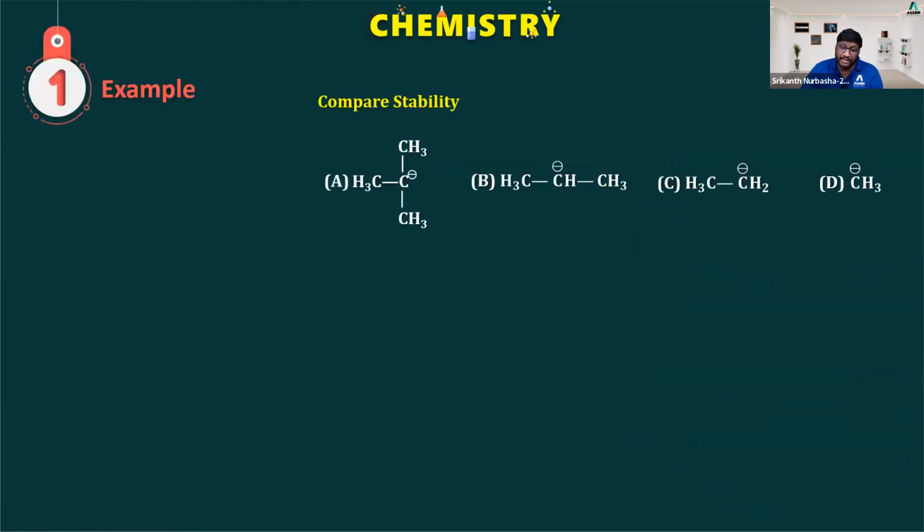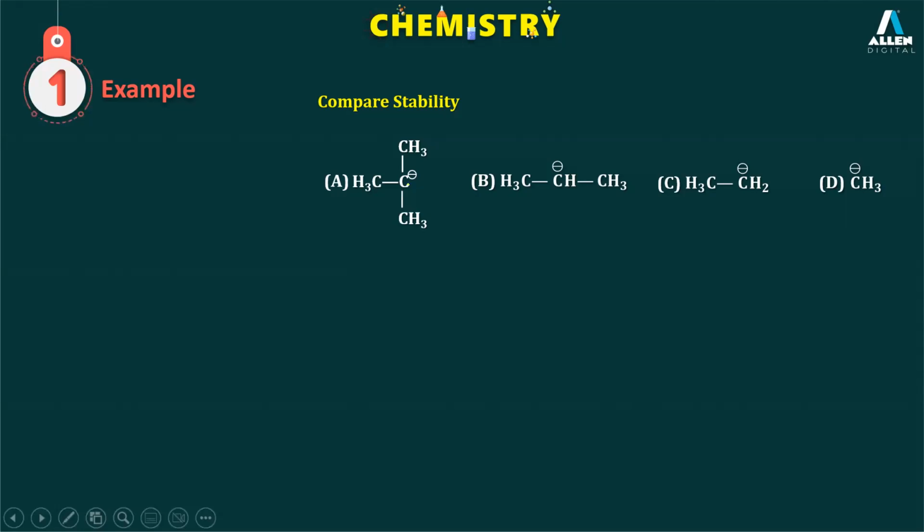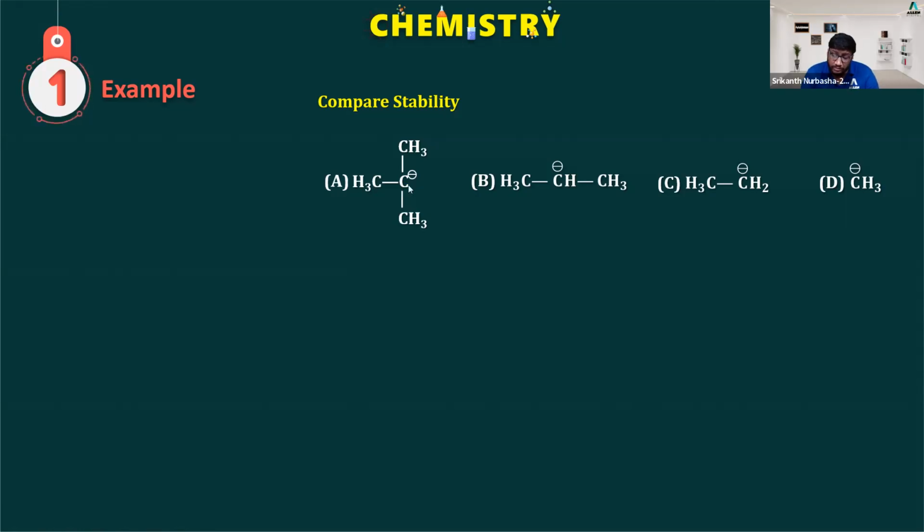Try to solve this. Compare stability. You have to give the answers for this. Compare stability of the carbanions: (CH3)3C minus, (CH3)2CH minus, CH3CH2 minus, and CH3 minus. Sir, A is the least stable. Yeah, what is the order? A least stable, then continue.